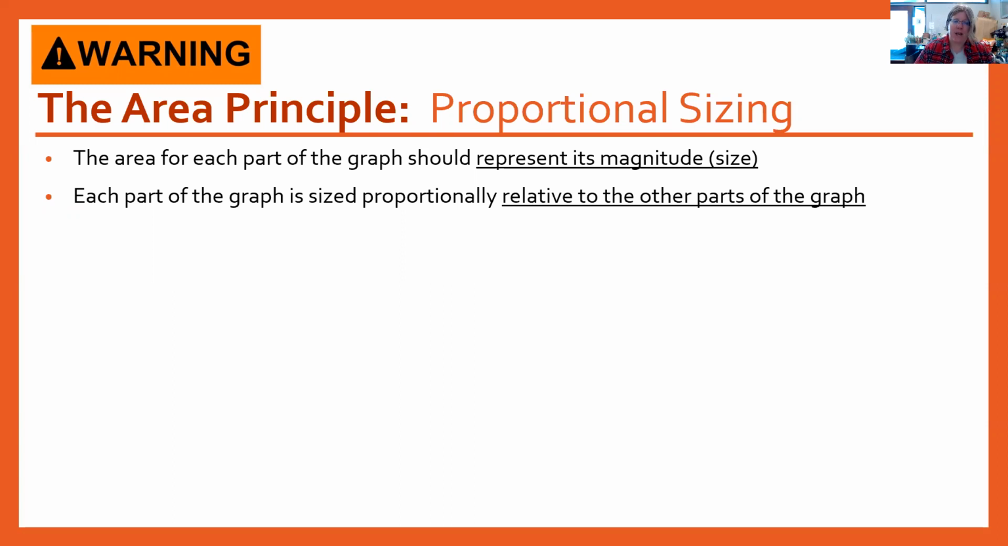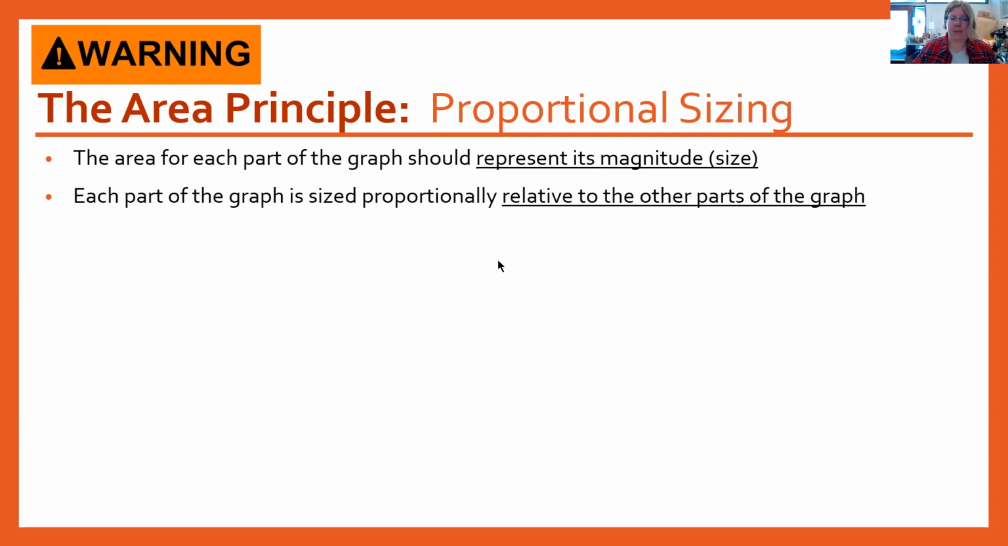proportional sizing. So two parts of the area principle that we're going to start with are the area for each part of the graph should represent its magnitude or size, and each part of the graph is sized proportionally relative to the other parts of the graph. So if I have a category that represents 10% of my data, and another category that represents 20% of my data, that 20% piece, the slice of the pie or the height of the bar, should be twice as much as the category that only had 10%. So that's kind of what that's saying.